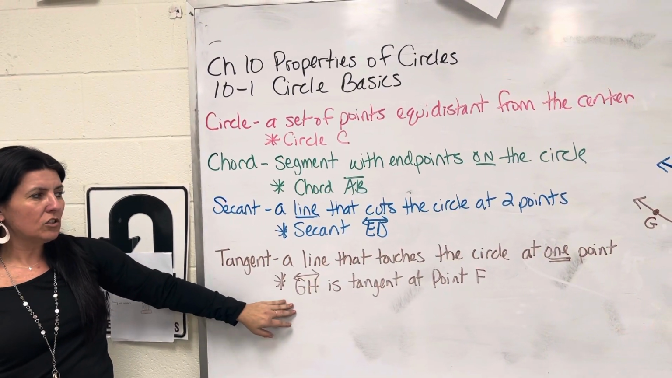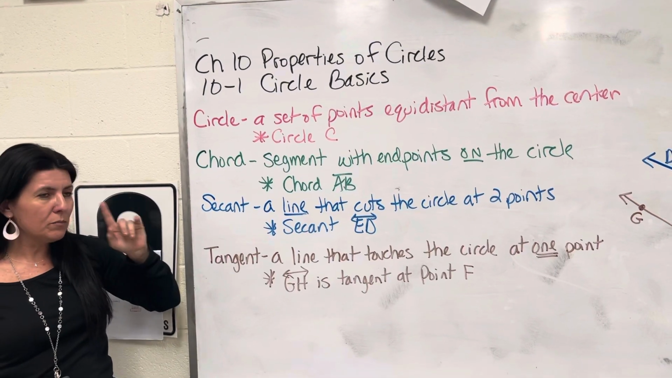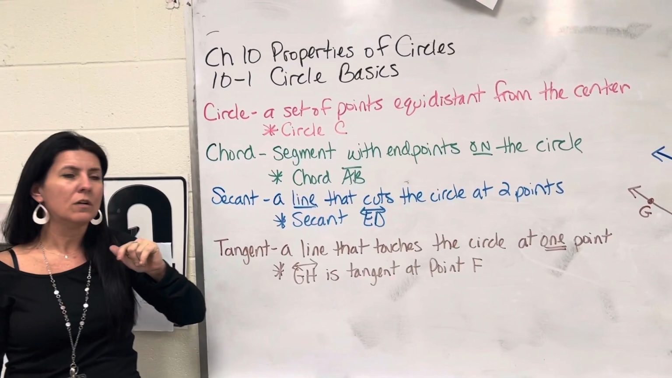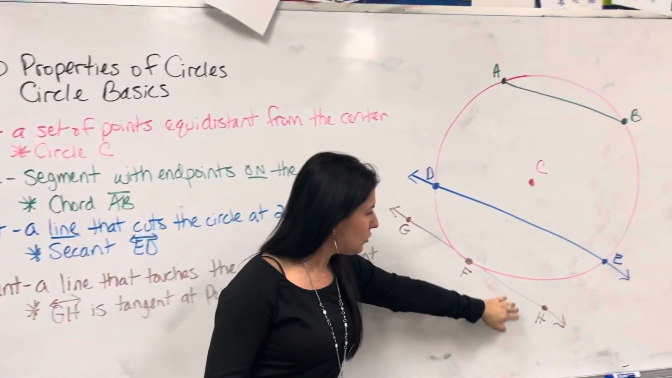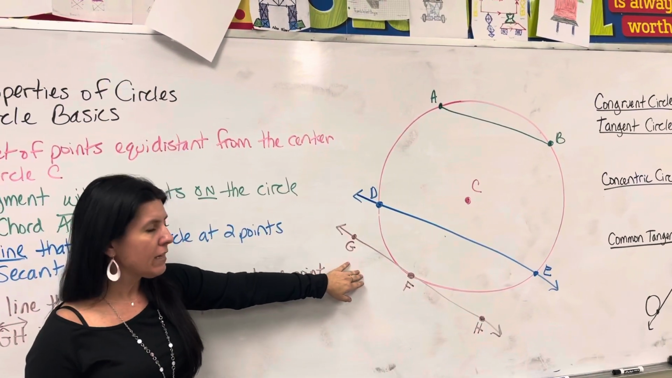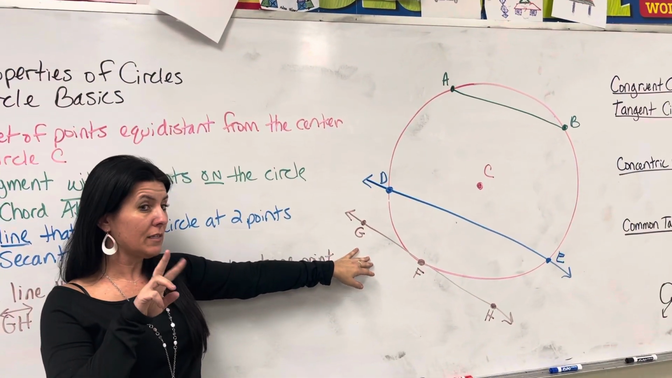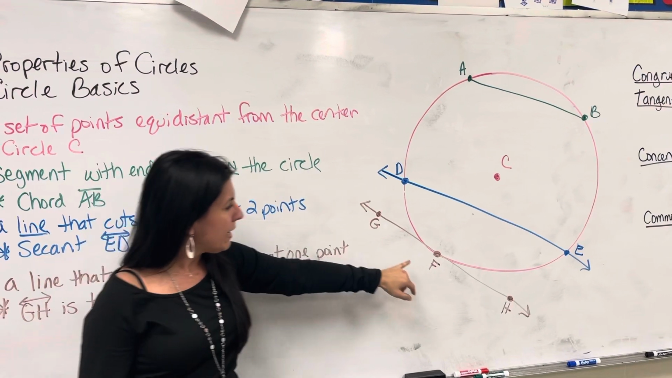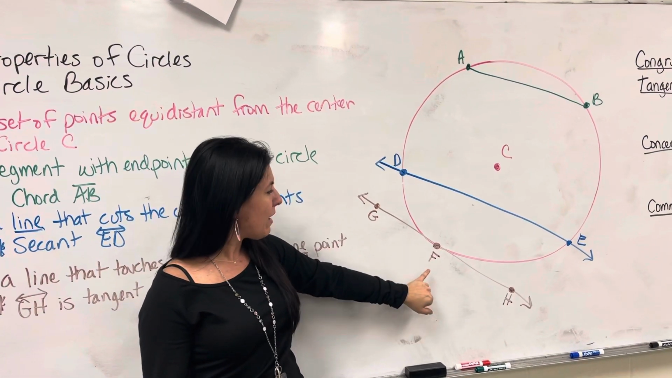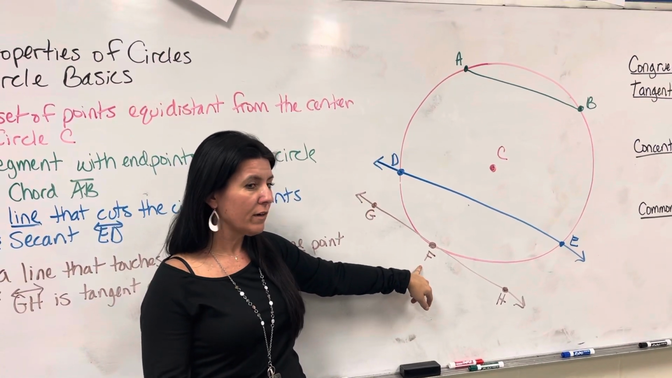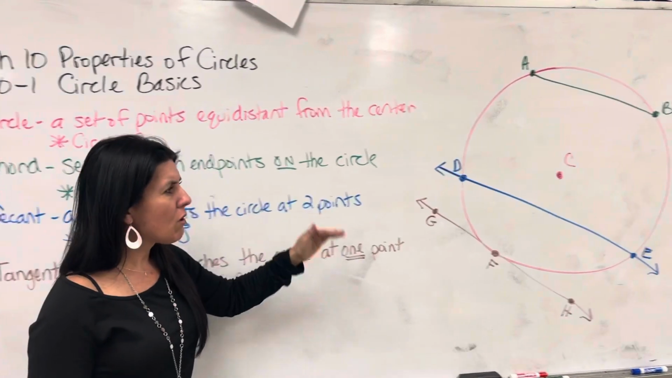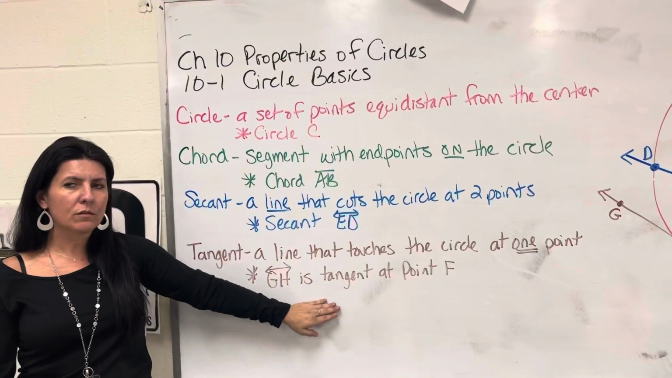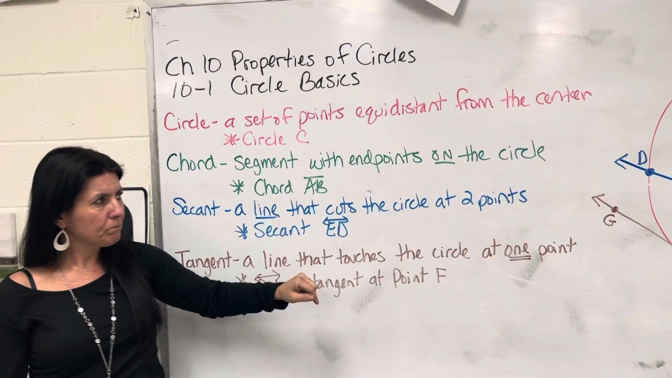Tangent, it's a line that touches the circle at 1 point, which means it never goes inside the circle. So this brown line, GH or GF, any of those 2 letters we can label with because it's a line that goes on forever. It touches the circle at F. So F is the point of tangency where it touches it. Make sure you know all of these terms because these will be important when you do your project.